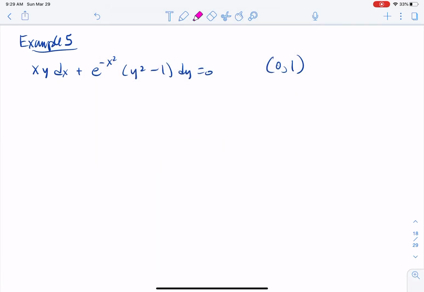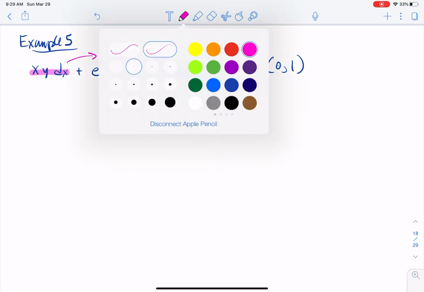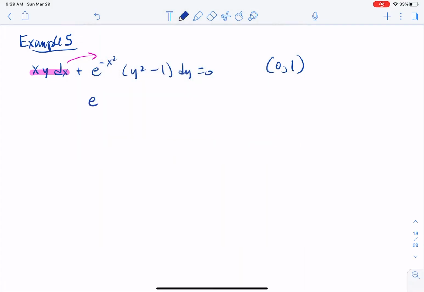So let's just kind of notice that we have my dx on the wrong side. I've got to get this dx over to the right side of the equation. And for this case, we're just going to have to subtract that thing over. So rewriting: e to the negative x squared times (y squared minus 1) dy is equal to negative xy dx.